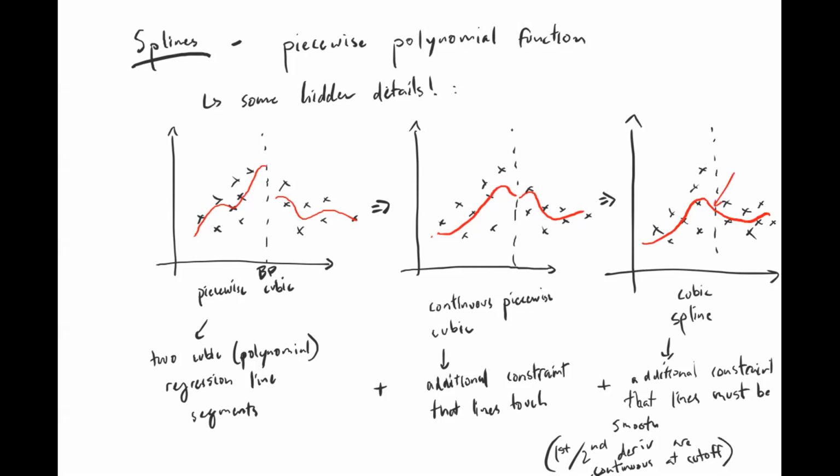As a point of nomenclature, the breakpoint for a spline is known as a knot. The nomenclature is different to indicate the fact that the continuity for the line must be smooth. So when we say breakpoint versus a knot, there is actually a technical difference between the two.